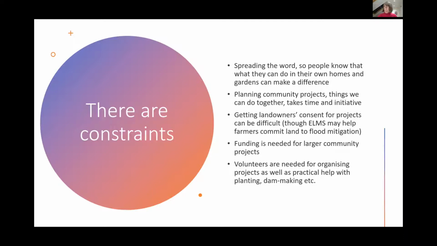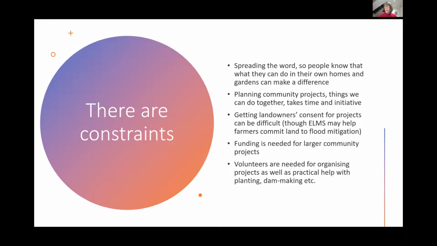There are constraints. I think one of the biggest ones is for people to know that what they can do in their own homes and gardens can make a difference. So small projects can make a difference. Lots of people are not aware of that. Just when you're repaving your driveway, making sure that it's permeable, putting in a Rainbox planter, having a pond in your garden, all of those are small things, but if lots of people did them, it could make a difference.